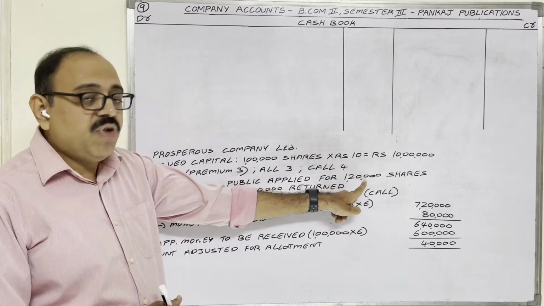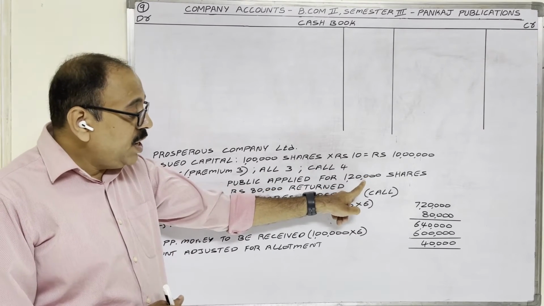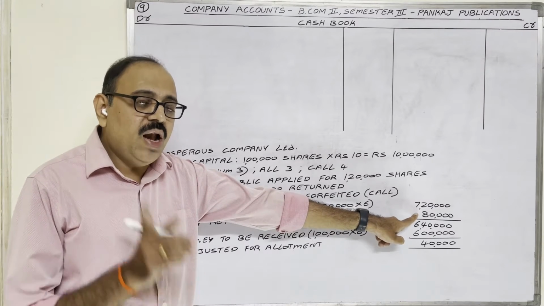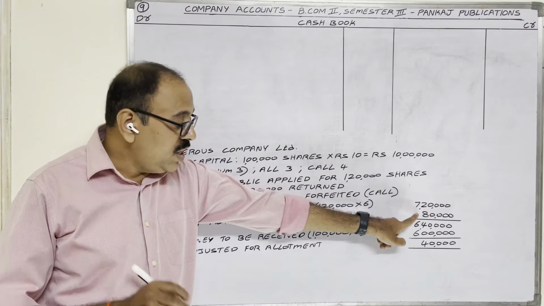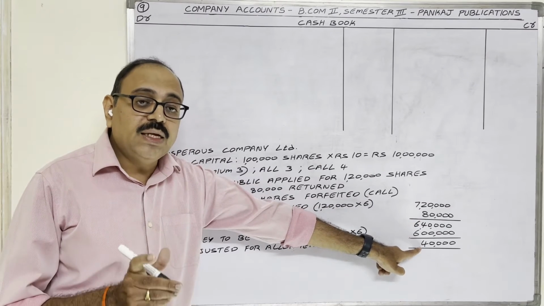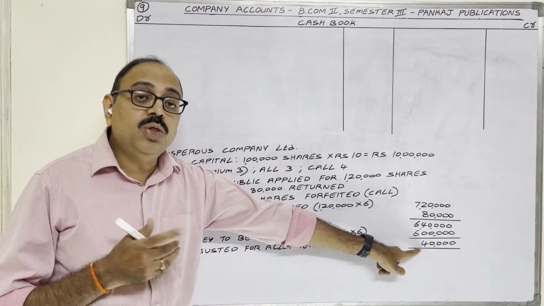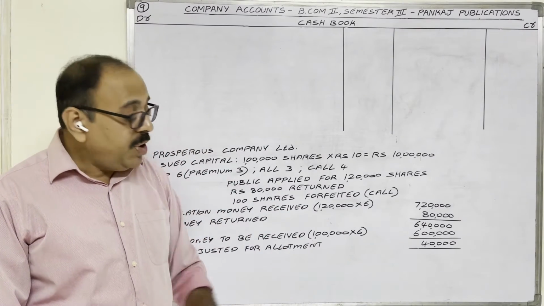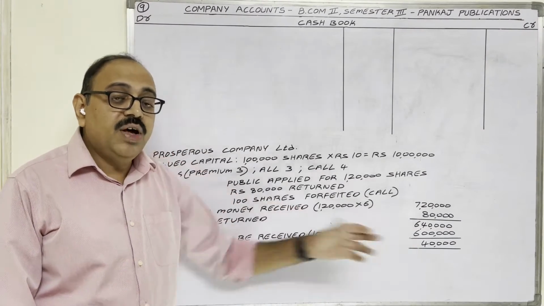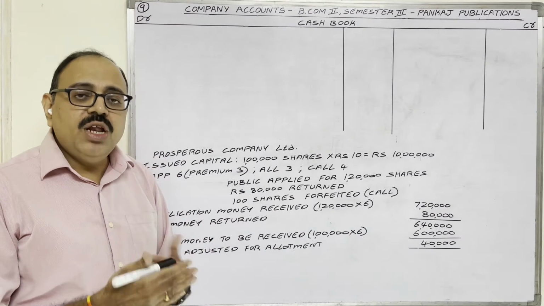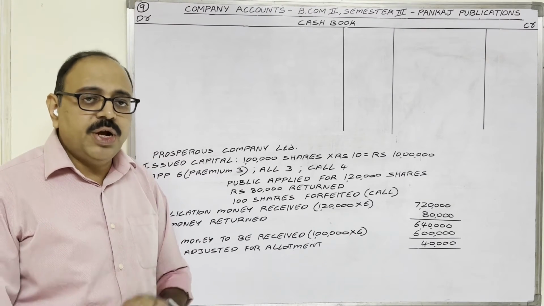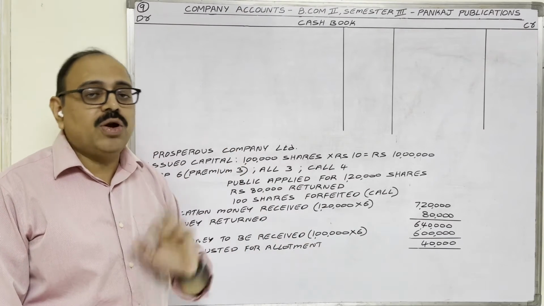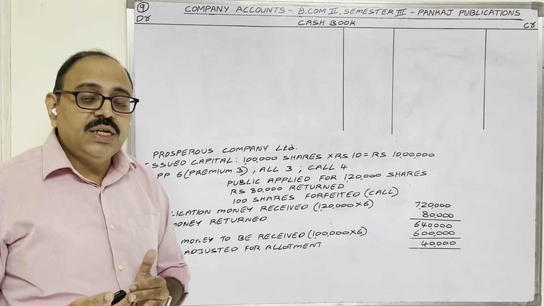Of this 1,20,000 rupees, the company returned 80,000 rupees to them. The remaining money, 1,20,000 minus 80,000, is 40,000. This is the excess amount received by the company through application. Instead of returning this amount to applicants, the company wants to utilize this money for further installments. After application, the next installment is allotment only, no? So the company wants to utilize this 40,000 for allotment. So how did the company adjust this 40,000?